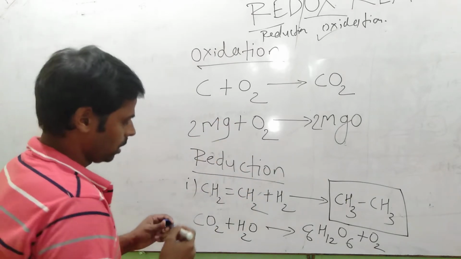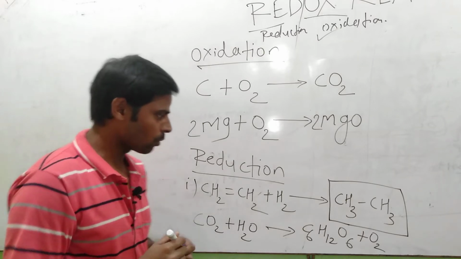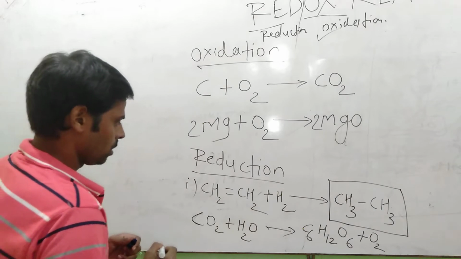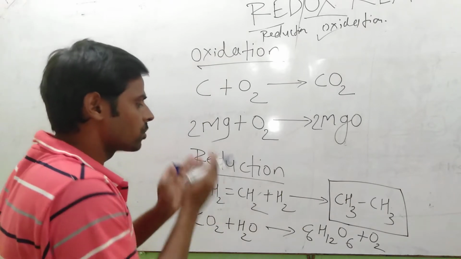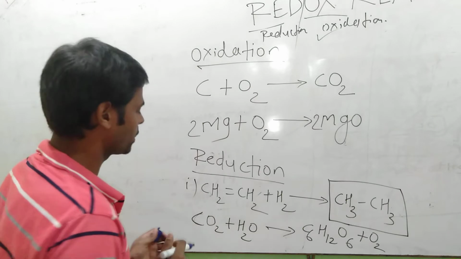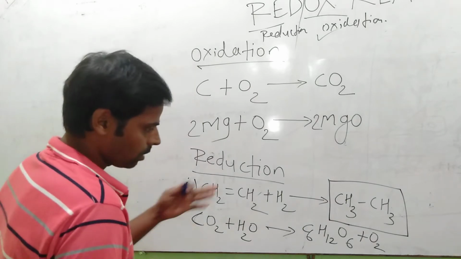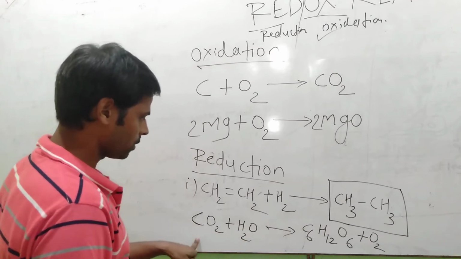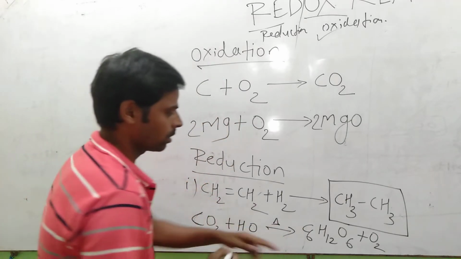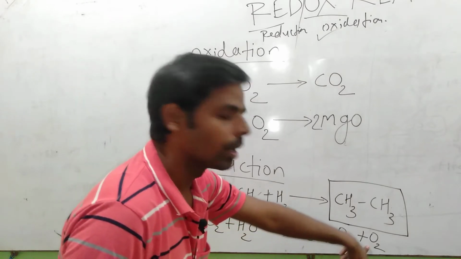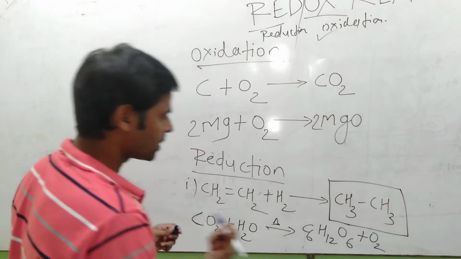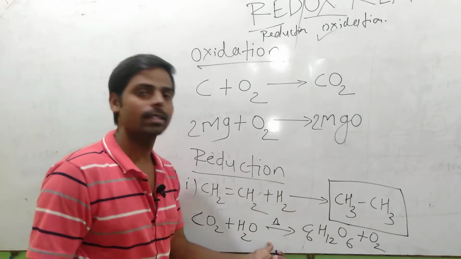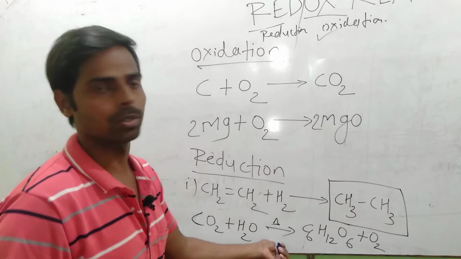If I say in terms of oxygen, what is reduction? It is when oxygen is removed from the reaction. For example, in the reaction of photosynthesis, carbon dioxide and water combine to give glucose, and oxygen is removed. Here oxygen is removed in the reaction to form the product. Hence, this is an example of reduction. Understood?